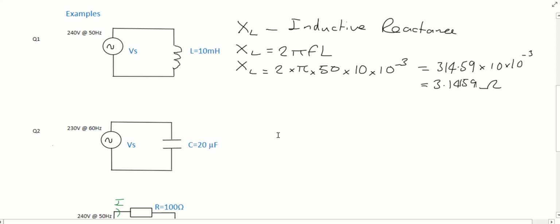So my next example question is to introduce you to the next type of reactance, which is AC equivalent resistance for the capacitor, which is given the symbol XC. So that is capacitive reactance.